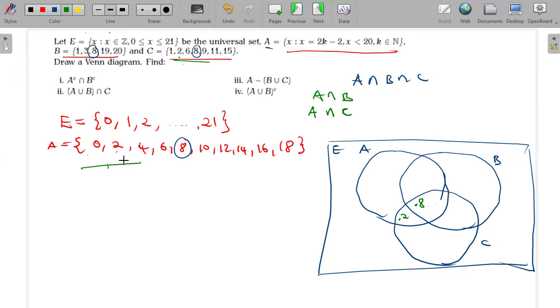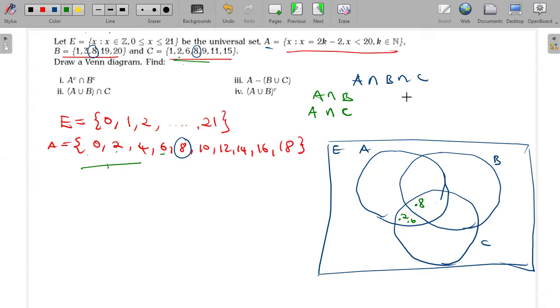So 2, and then what other element do you have? So you have 6 there, so I'll put 6 there. Okay, and then what other element do you have? That is all the elements. So 2, 6, and then 8 there. So these are the ones that are common between A and C.